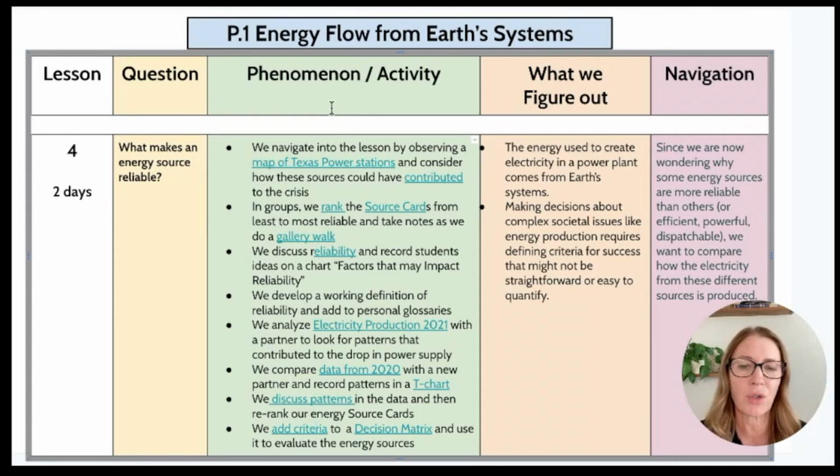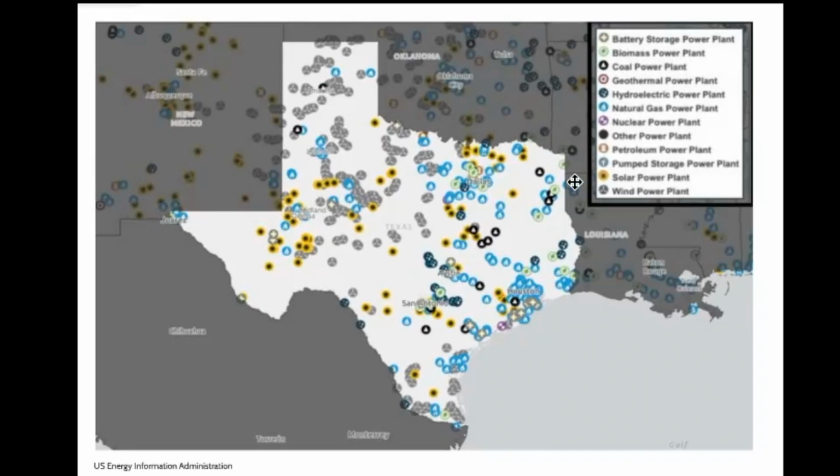And so we're going to navigate into this lesson by, first of all, looking at a map of the Texas power stations. You can see that there are a variety of different energy sources. This is the first introduction to the fact that energy production doesn't just come from one place, it comes from all of these different places. So we look for some patterns, and we see that there's quite a few solar power stations. We have a lot of natural gas power, which is the blue, and a lot of wind power. We're just looking for patterns, and trying to think about how any of these could have contributed to the power outage.